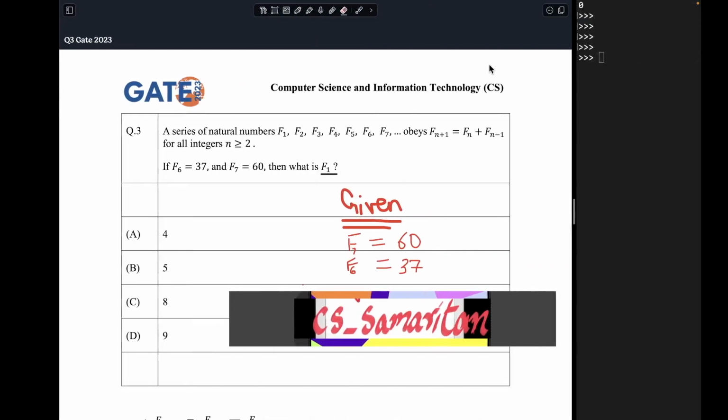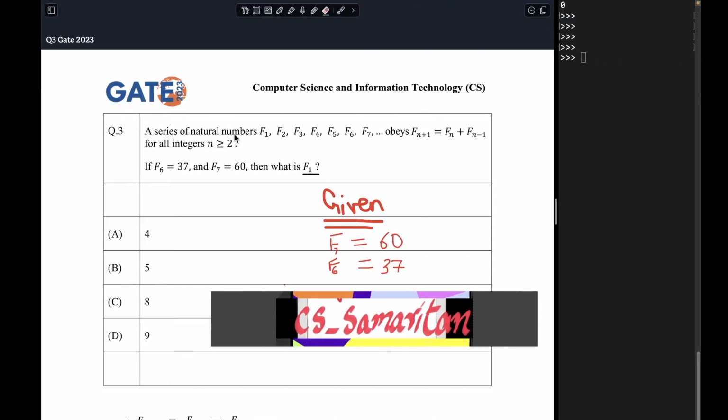The question states that a series of natural numbers, f1 till f7 and so on and so forth, obey this rule: f of n plus 1 is equal to f of n plus f of n minus 1, for all integers n greater than or equal to 2. So for n being from 2 till infinity, this rule will generate this sequence, this series.